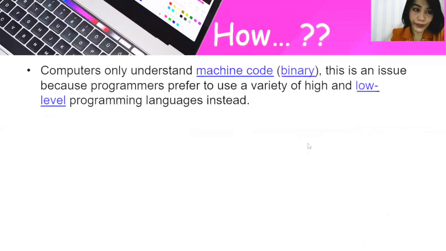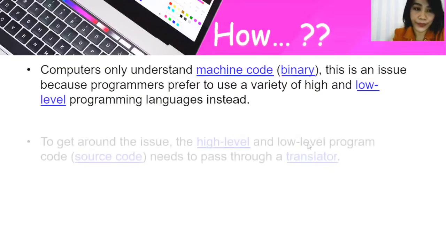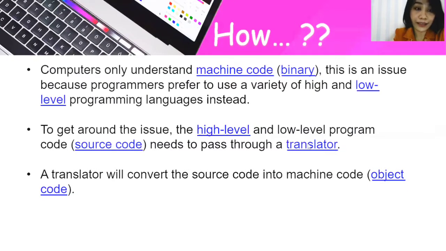How can the CPU understand? First, a computer only understands machine code or binary code. This is an issue, as programmers prefer to use a variety of high and low level programming languages instead. To get around the issue, the high-level and low-level program code, or source code, needs to pass through a translator. And then the translator will convert the source code into the machine code or object code.